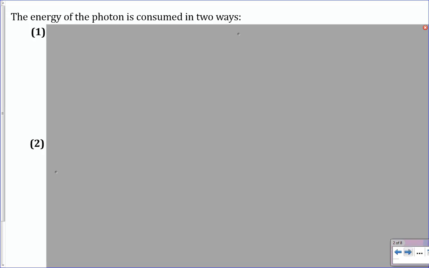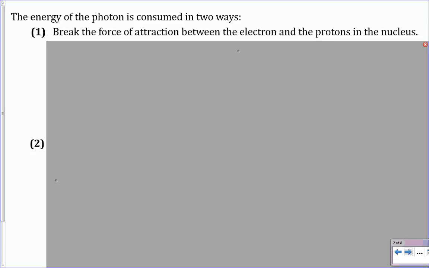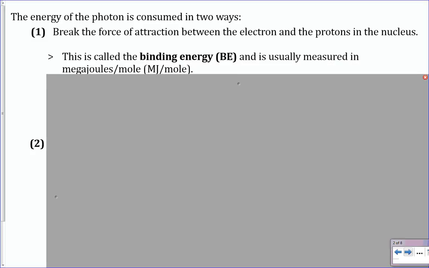Now, the first thing you need to get is that incoming photon's energy. You can't create or destroy energy in ordinary chemical and physical reactions, so that energy has to go somewhere. The first place it goes is to break the force of attraction between the electrons and the protons. This is basically our binding energy. Don't confuse this with the nuclear binding energy we talked about in nuclear chemistry in chapter 21. This is just the energy we have to provide to overcome the attraction of the nucleus to the electrons.